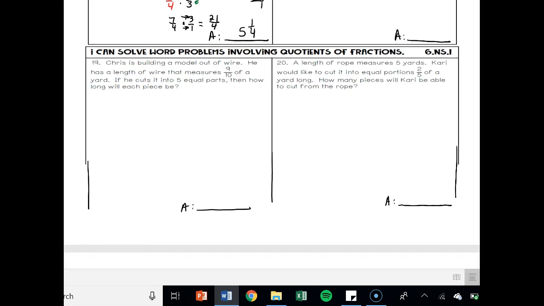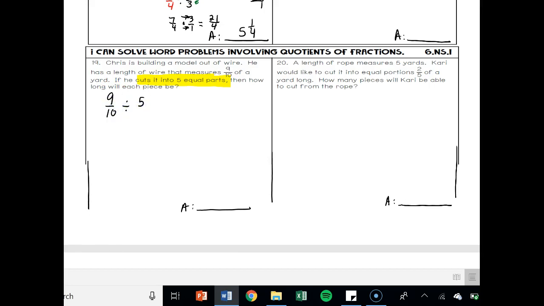Right, the next section says I can solve word problems involving quotients of fractions. So Chris is building a model out of wire. He has a length of wire that measures 9/10 of a yard. He cuts it into 5 equal parts. Cutting something into equal parts, that should be a big time hint that, oh, this is division.